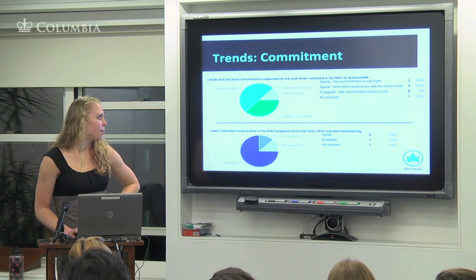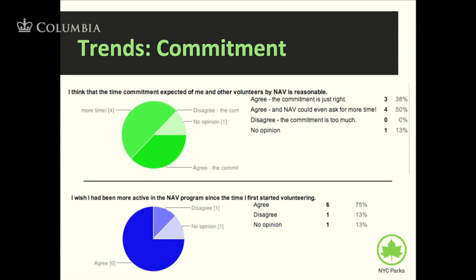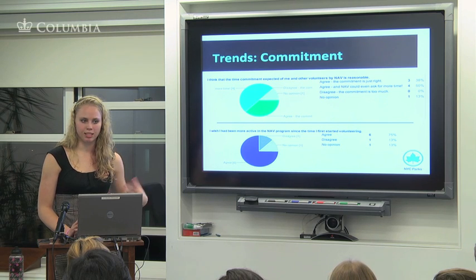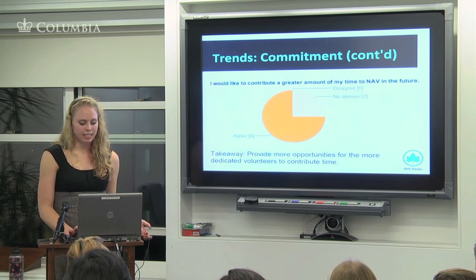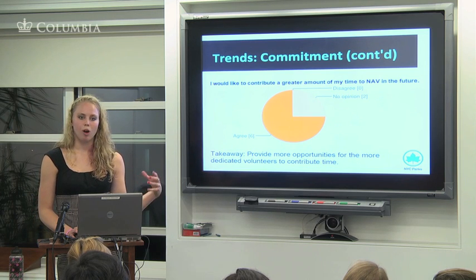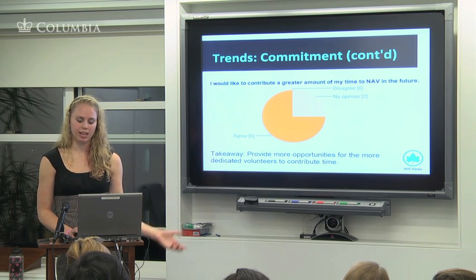For commitment, a lot of people, as you can see from these graphs, felt that they could commit more time and that they want to be more active in the NAV program. Now, granted, the people answering this survey are probably self-selected for the most dedicated volunteers, but still, if the most dedicated volunteers want to commit more time, maybe NAV should focus more energy on giving these people opportunities for more time instead of just focusing on the people who don't really want to give that time.